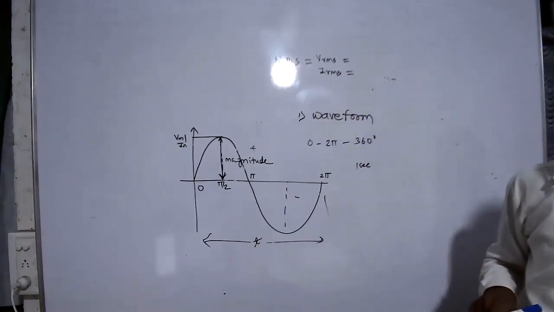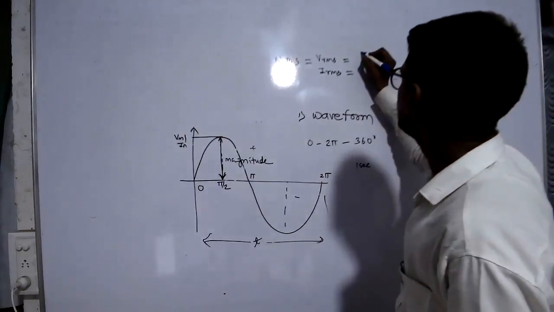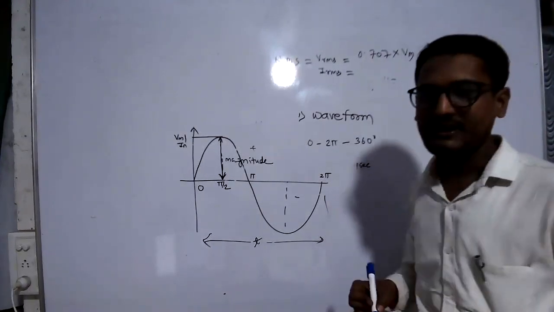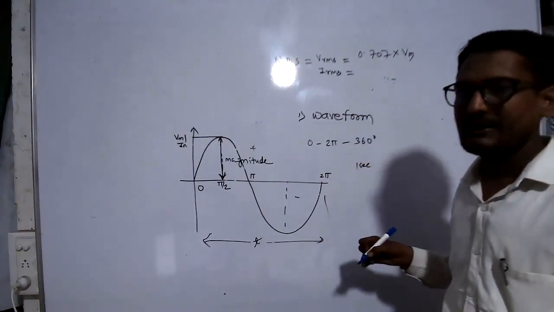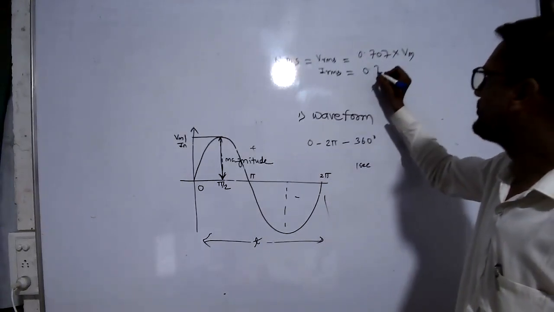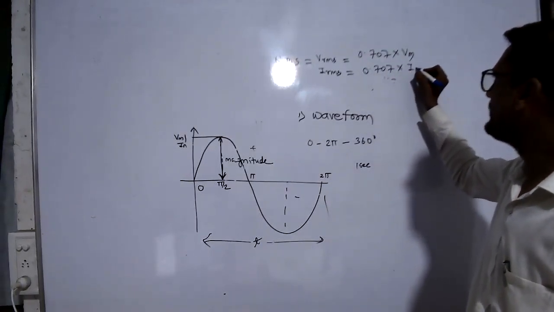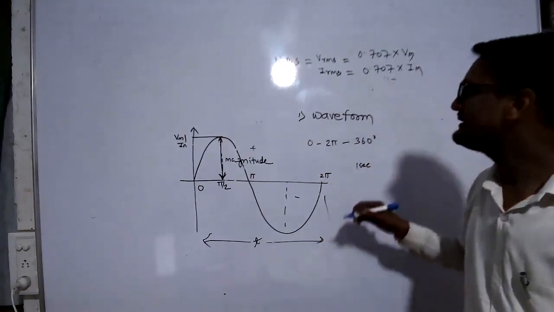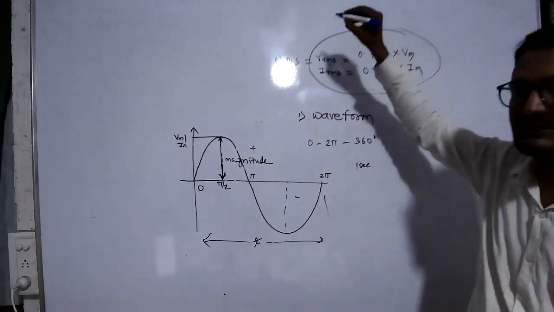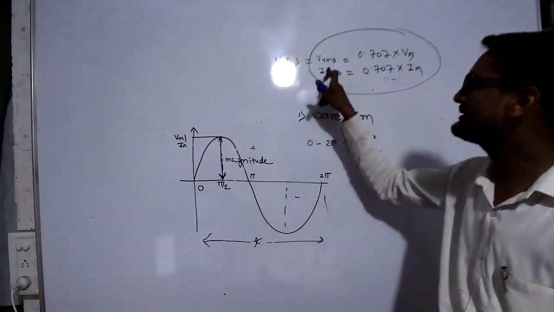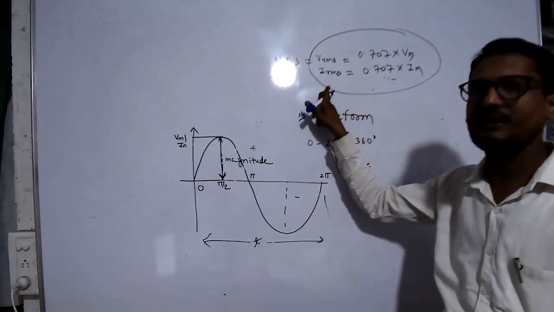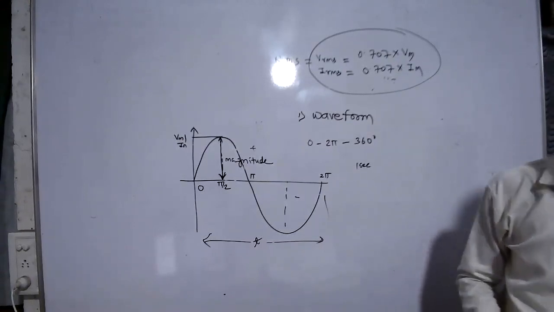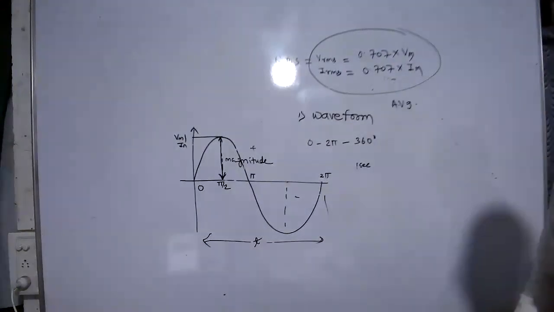Then what is the RMS value? The RMS value of voltage is 0.707 times the maximum value of voltage. The RMS value of current is 0.707 times the maximum value of current. This value is always constant. This is called VRMS, and this is called IRMS. Then next is the average value.